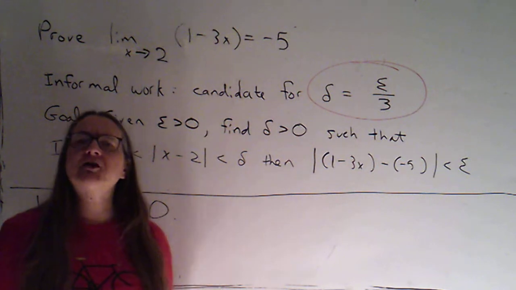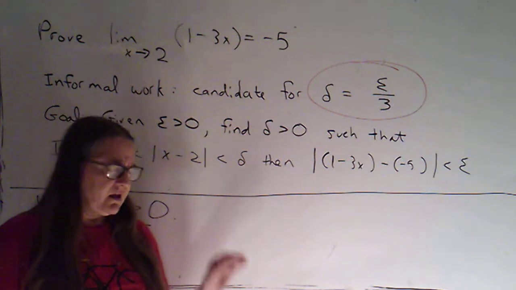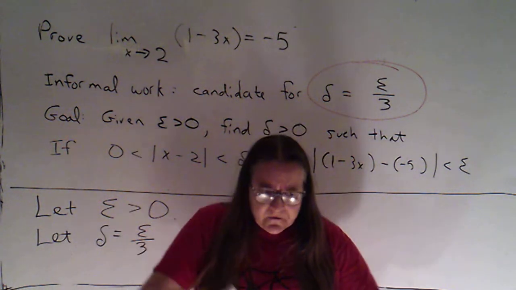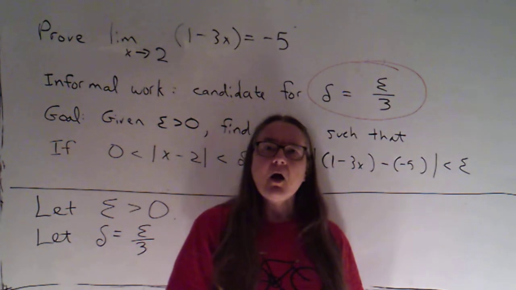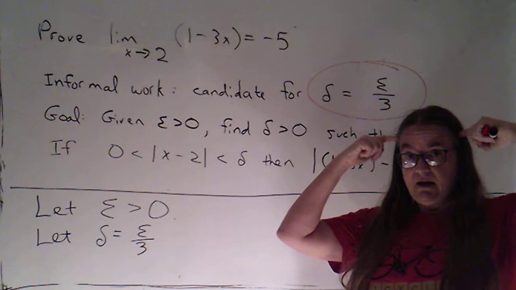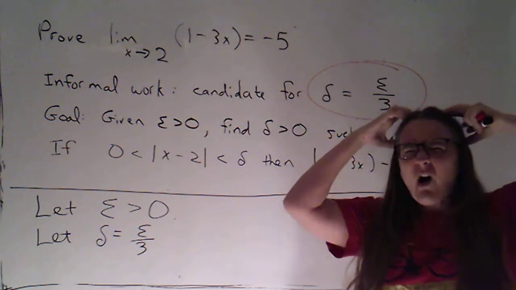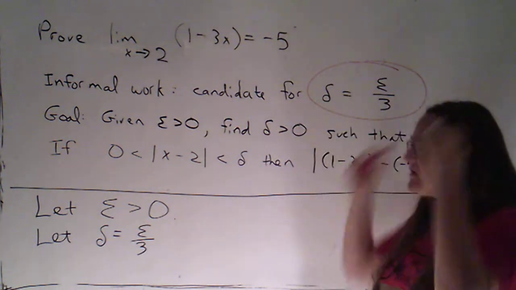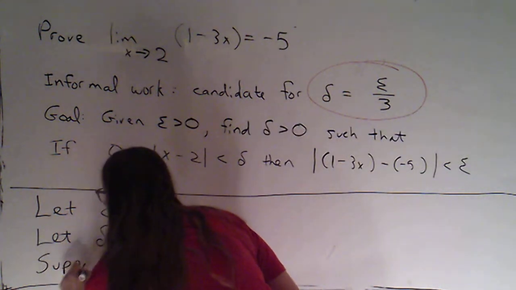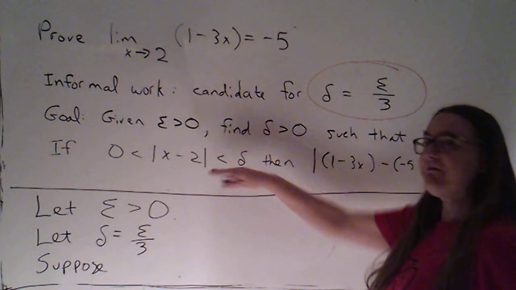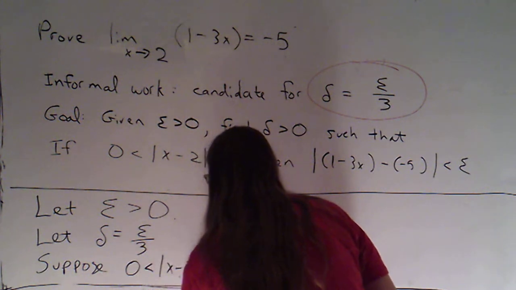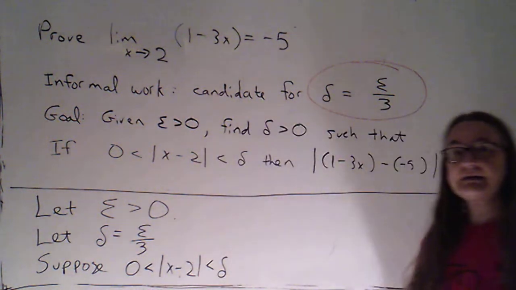So we need to do that too. But we don't have any sort of fancy lab equipment. We don't have chemicals that we're going to be mixing together. What we're going to do is we're going to perform a thought experiment. Our lab is our brain. So in that lab, here's what I'm going to do. I'm going to suppose that the if part is true, that 0 is less than the absolute value of x minus 2 is less than delta.